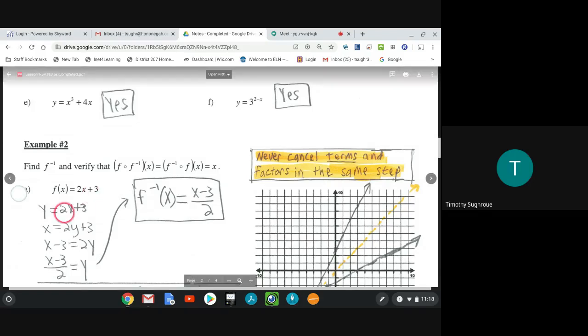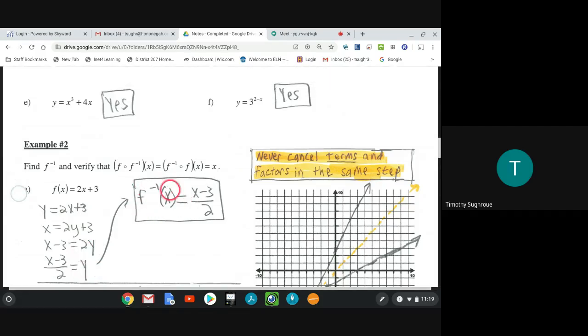Let's just start with how you learn this. I rewrote this function using y and x. I switched x and y. And again, I know I'm going through this fairly quickly, so if you're watching this, you may have to pause it to write down the work. Now I want to resolve for y. I subtract 3, divide both sides by 2. I have isolated y. Once I isolate y, I call that f to the negative 1 of x. That's how I denote the inverse function, x minus 3 over 2.